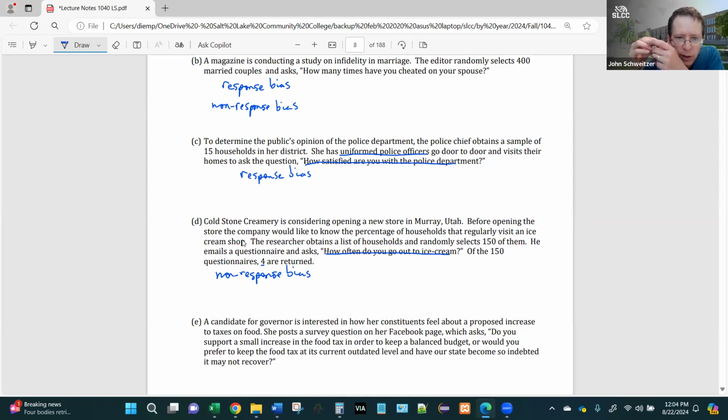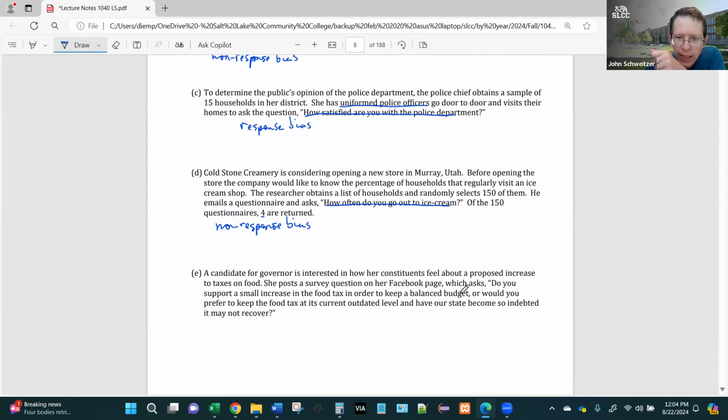Okay, and then E, a candidate for governor is interested in how constituents feel about a proposed increase to taxes on food. So then there's a survey on our Facebook page that asks, do you support a small increase in the food tax, or would you like to keep it at its outdated level so that our state becomes indebted? Okay. What do you guys say on this one? I'm looking for E over here. Did anybody get E? And you can say it out loud too. The chat's great. Or just speaking out loud is good too. Did anybody do E? Sampling bias? Yeah, I think it's a sampling bias. What kind of sampling bias?